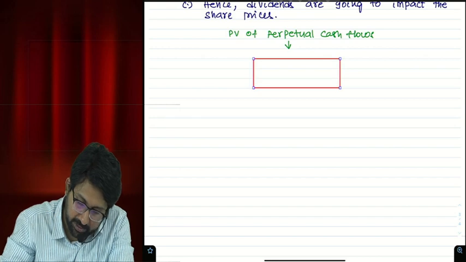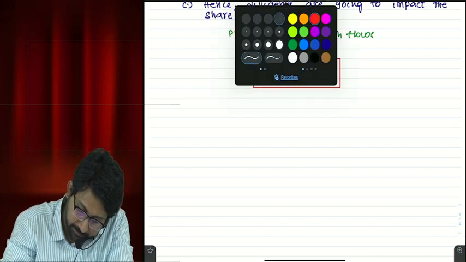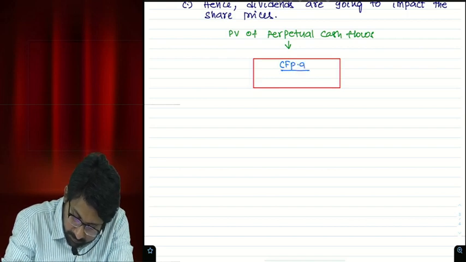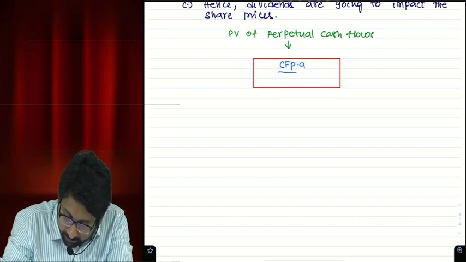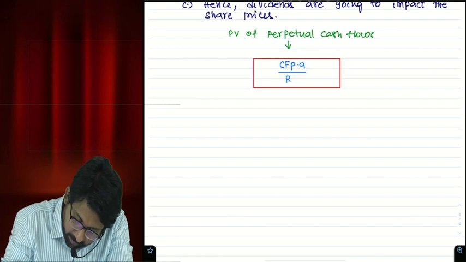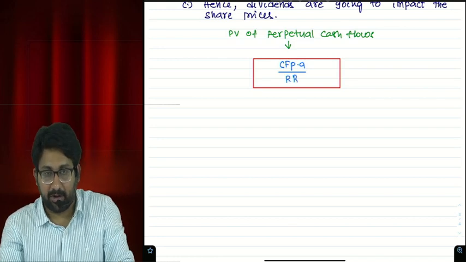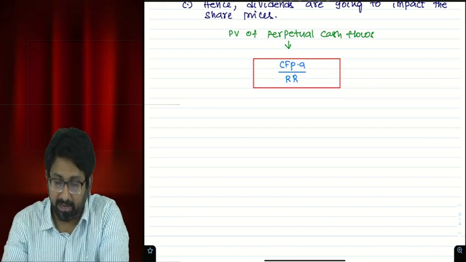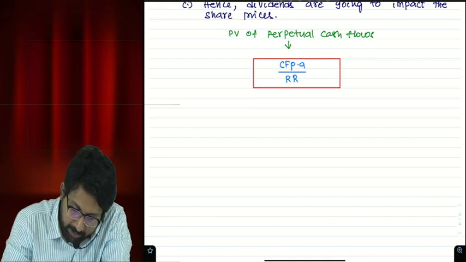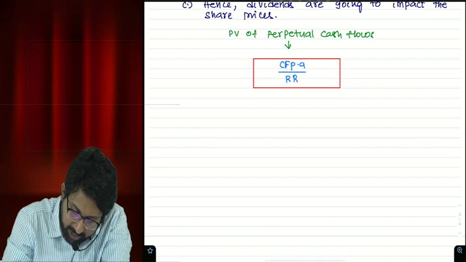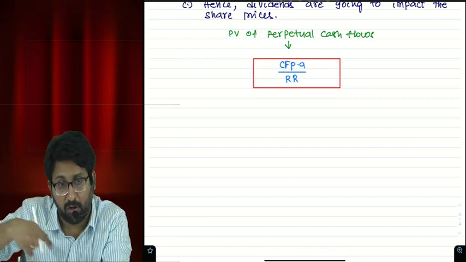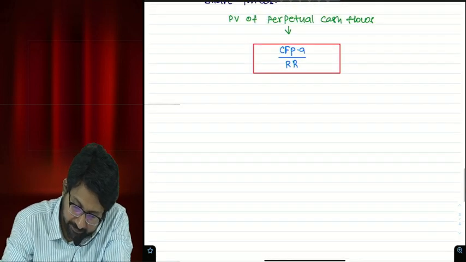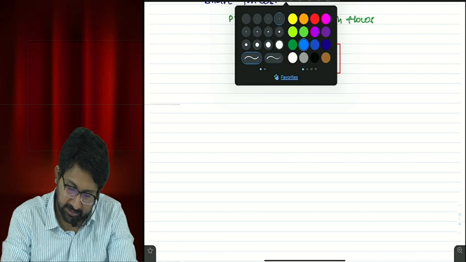CF per annum divided by required rate. Cash flow per annum divided by required rate. What is a cash flow per annum? Every year end you will receive one cash flow, forever. That is cash flow per annum divided by required rate. Technically I can tell it like this.